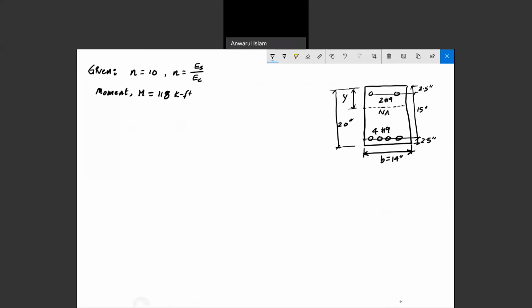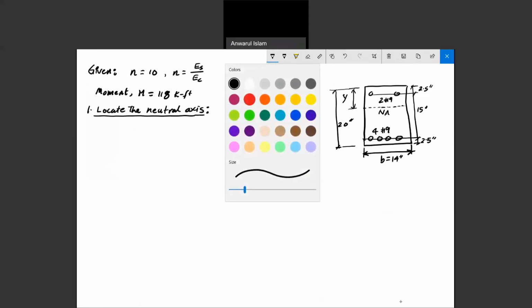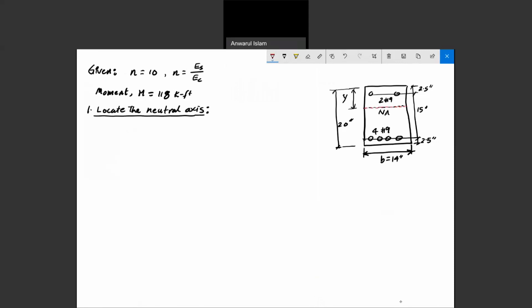So first of all, we have to locate the neutral axis. We just assume that the neutral axis is at a distance y from the compression fiber. So if I draw a red line along the neutral axis, the area moment about the neutral axis on the compression side must be equal to the area moment on the tension side. On the tension side, we do not include the concrete because it is in tension and does not contribute to the strength. On the compression side, we include the strength of concrete in calculations.